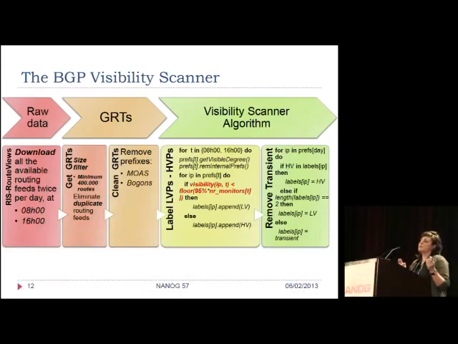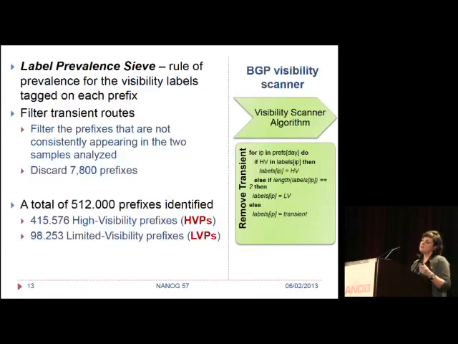at most 2 labels. Now the question is to remove the transient prefixes, the ones that are just converging, the ones that are not an expression of stable routing policies. And we do this by developing this labeling prevalence sieve. We're saying that a high visibility label is always prevalent. So if a prefix had made it at one point everywhere, then it's forever tagged as high visibility.